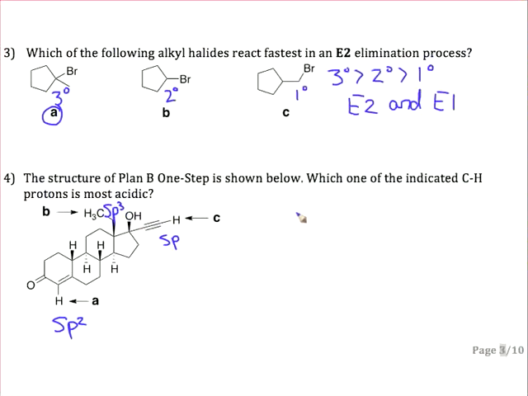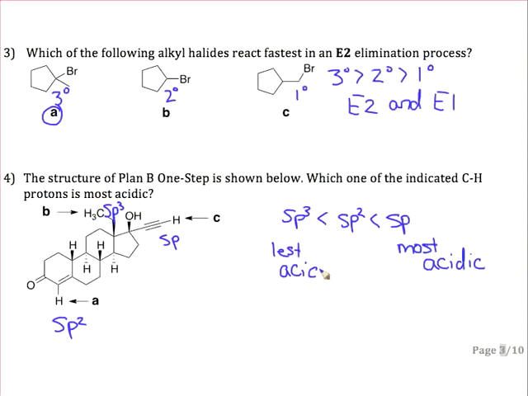And the trend we have to follow is that sp hybridized carbon, or CHs, are most acidic. Okay, then we go sp2 and sp3, where sp3 is the least acidic. Okay, and that has to do with conjugate base stability.